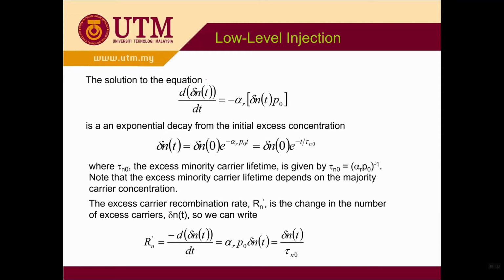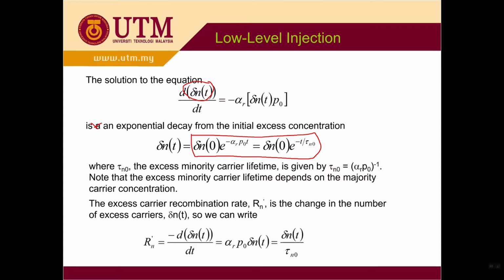Once you get this equation, you want to find the solution to it. If you solve this, you can approximate the function for delta n, and it is an exponential decay from the initial excess concentration. You may find it something like this equation. When you solve it, you get delta n at 0, and then exponential of negative alpha r p0 t, and you can simplify this further.